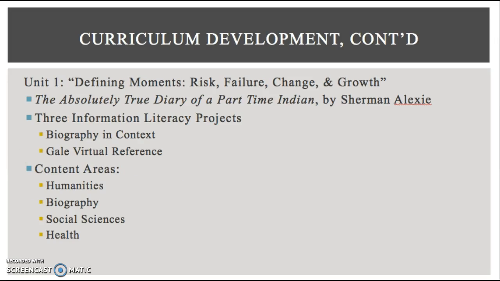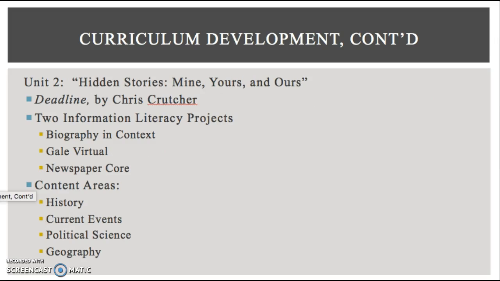In every one of our units, we use 3 novels to drive the research. Our first unit uses The Absolutely True Diary of a Part-Time Indian. We started with 3 information literacy projects, and you can see the information literacy databases we use and the content areas that we used. Unit 2, we started with the book Deadline by Chris Crutcher. We used 2 information literacy projects, incorporating what was used before into a new database, and those are the content areas that we used.